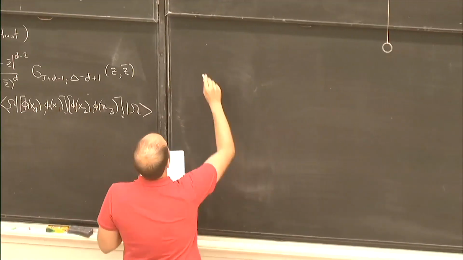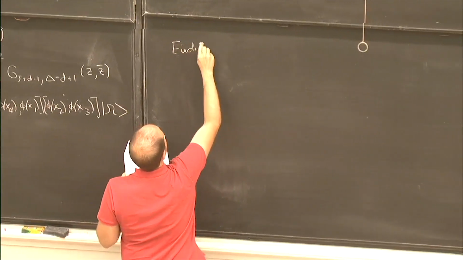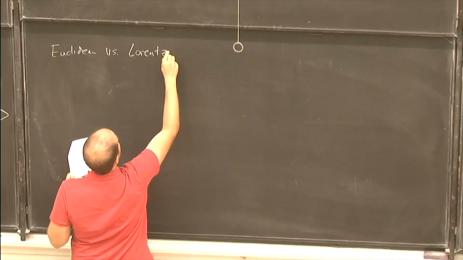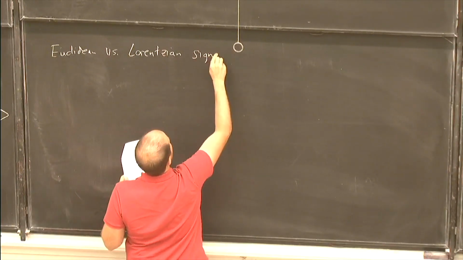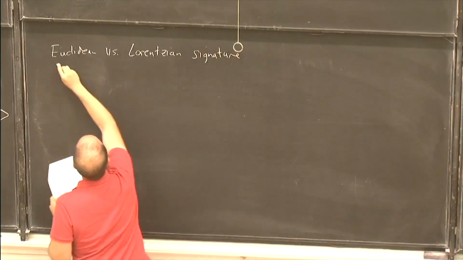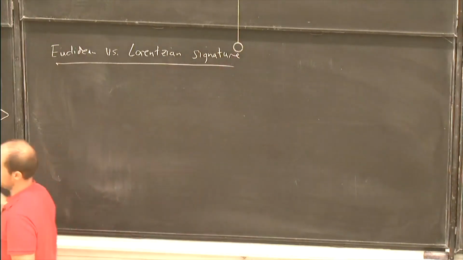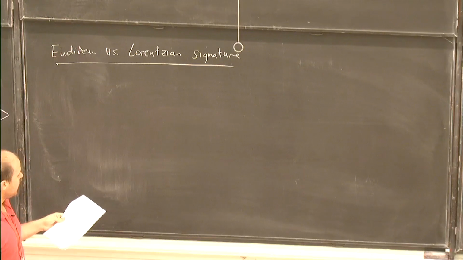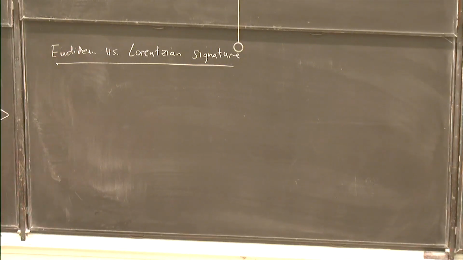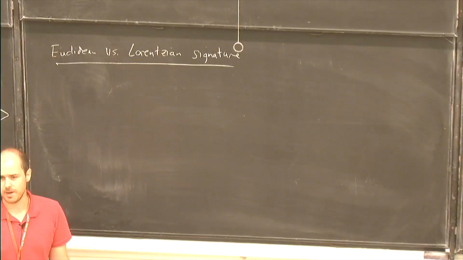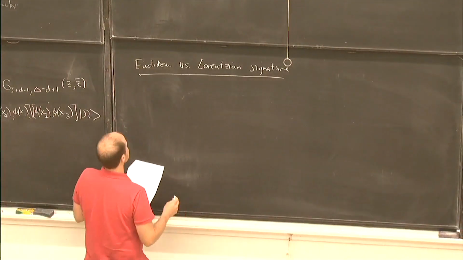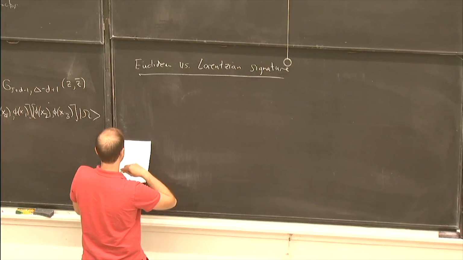OK, so we're now going to talk about Euclidean versus Lorentzian signature. And that will be important for actually applying this formula. So for simplicity, I'm just going to talk about a quantum mechanical system where everything is a function of time. I'm not going to worry about functions of space for the moment, and we'll specialize to quantum field theory later. So let's consider a quantum mechanical system with operators O.